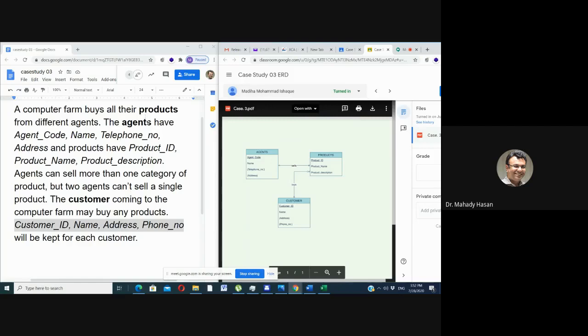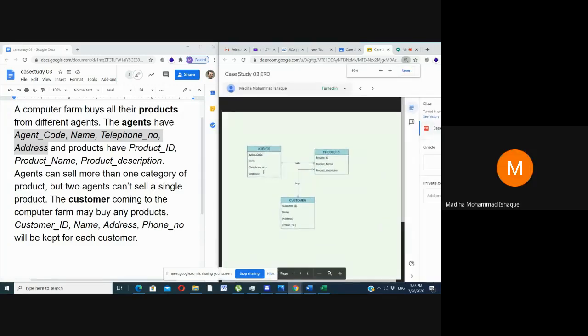Then let's move to the attributes. For agent, we have agent code, agent name, telephone number, address. So these are the 4 attributes. Agent code is considered as a primary key. Very good. Agent name is a normal attribute. Telephone number was kept as a multivalued attribute, and address is what? What is this? Madhiha, would you please respond? Sir, address is a composite attribute.